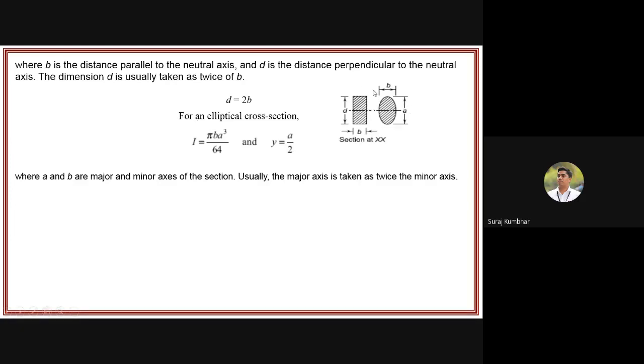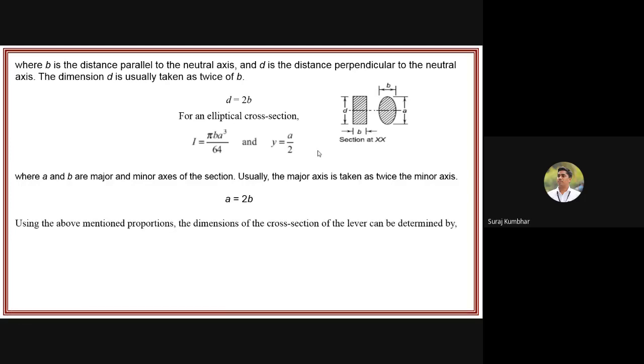A is the major axis, B is the minor axis of the section, and usually the major axis is taken as twice the minor axis, so A is equal to 2 times B. Using the above mentioned proportions, the dimensions of the cross sections of the levers can be determined. So by using these formulas, you can find the dimensions.